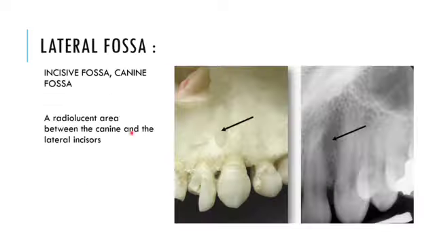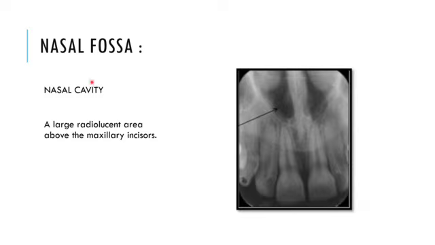So next is the lateral fossa, which is also known as the incisive fossa or canine fossa. This generally appears as a radiolucent area between the canine and the lateral incisor. Generally you will see this landmark when you take a canine projection. Next is the nasal fossa, otherwise called the nasal cavity. It is a large radiolucent area above the central incisors. So these are the maxillary incisors, and above that you have a large radiolucent area. This is nothing but your nasal fossa.